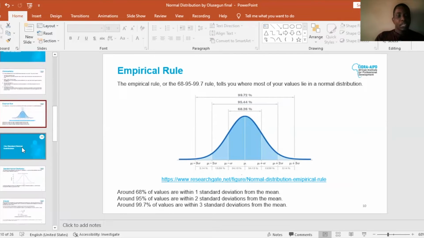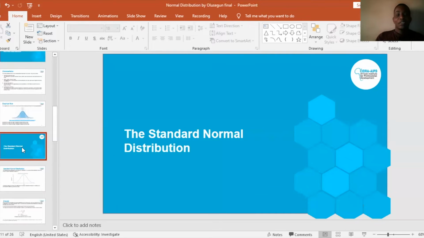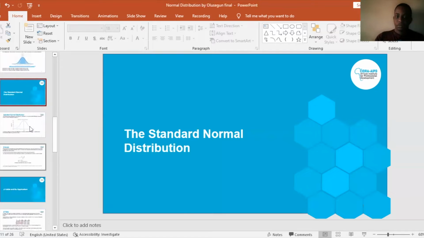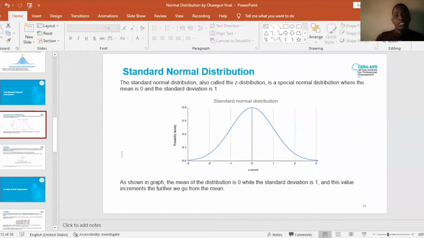We have clearly understood, and now we discuss a variant of the normal distribution, the standard normal distribution. The standard normal distribution, also called the Z distribution, is a special normal distribution where the mean is 0 and the standard deviation is 1. The mean is 0 and the standard deviation is 1. Here we have a graph that also describes that. See, the mean value here is 0 at the center of the plot, and the standard deviation is 1, such that the divisions are 1, 2, and 3 in that order.